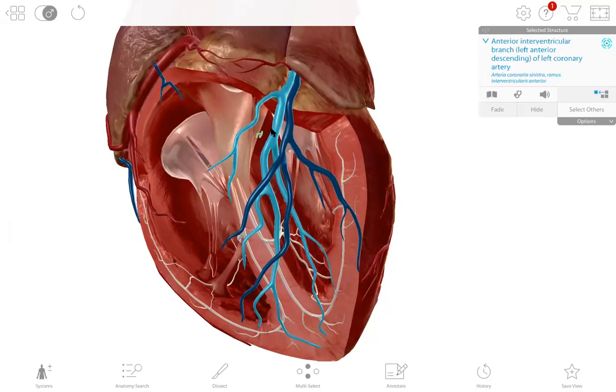thrombosed and complete blockage occurs, then there will be necrosis at an area of the heart, and this will be called myocardial infarction, the heart attack.